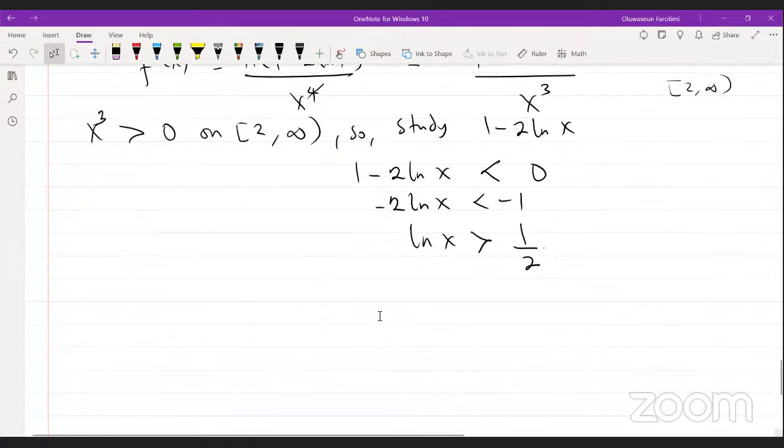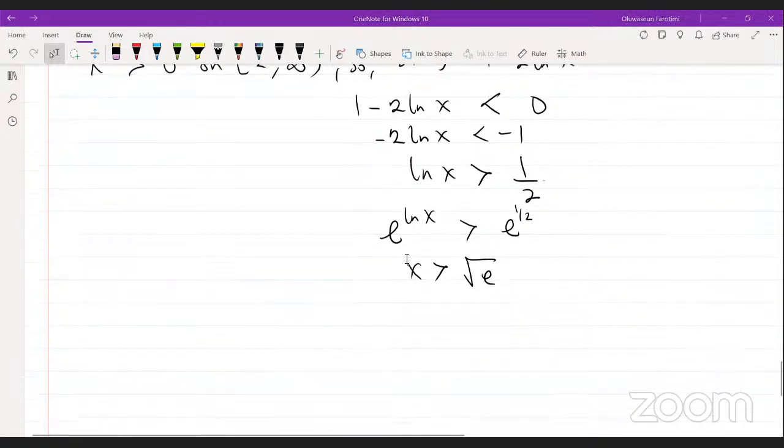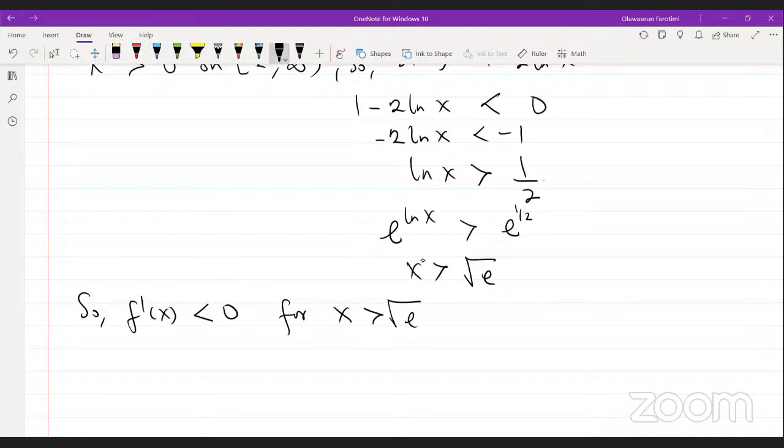What do you think, guys? I need a value of x. So that means I can do e to the ln of x, right? Bigger than e to the 1/2. That means x has to be bigger than square root of e. Okay. So what do we conclude? So f prime of x is less than 0 for x greater than square root of e.